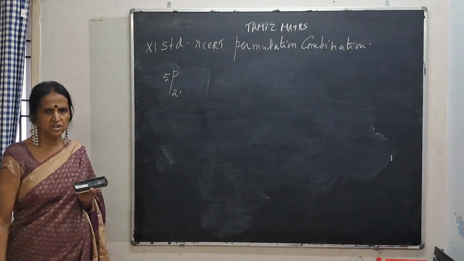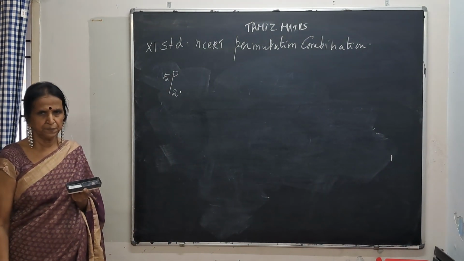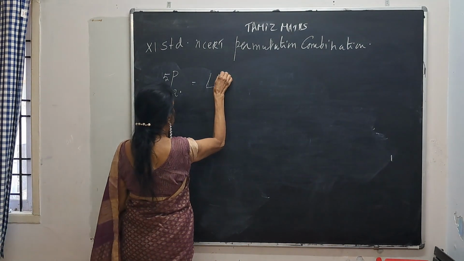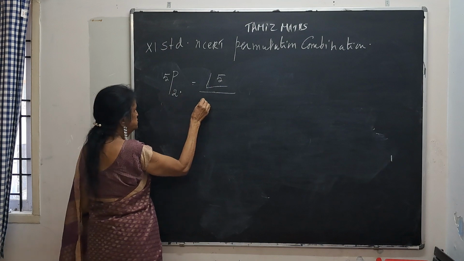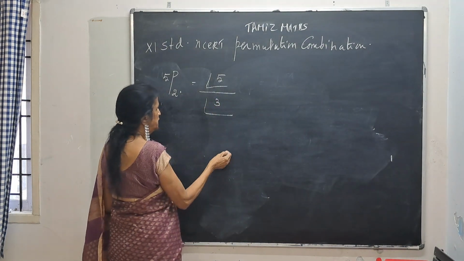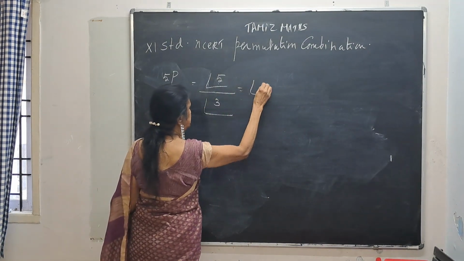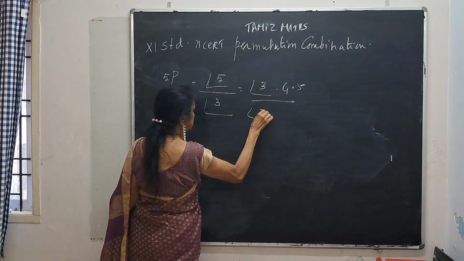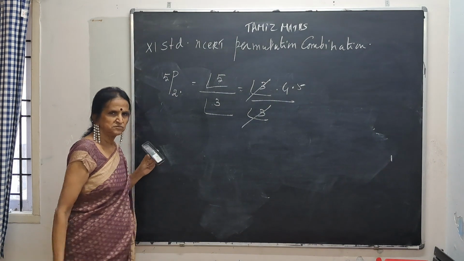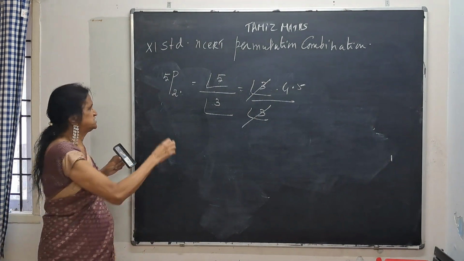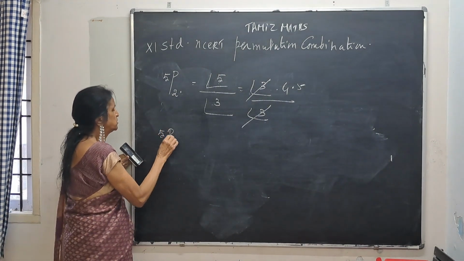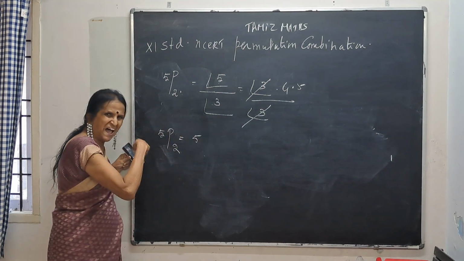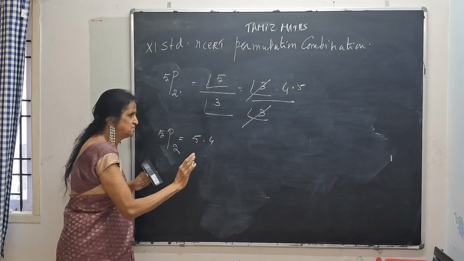Now next one: how will you permute 2 things out of 5 different things? What's the formula? Factorial 5 by 5 minus 2, factorial 3. Factorial 5 can be written as factorial 3, 4 into 5, by factorial 3. This gets cancelled. 4 into 5. So what's the short way to write 5P2? Start with 5. Reduce it by 1. That's all.